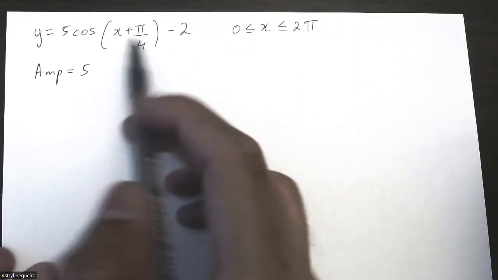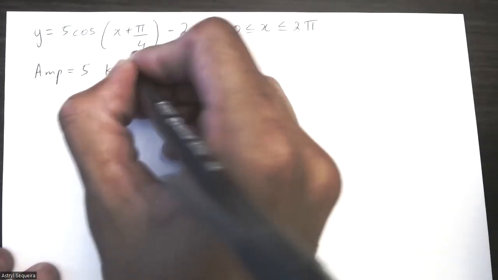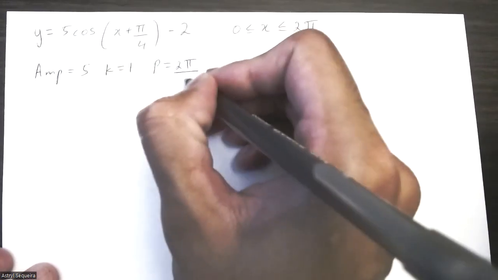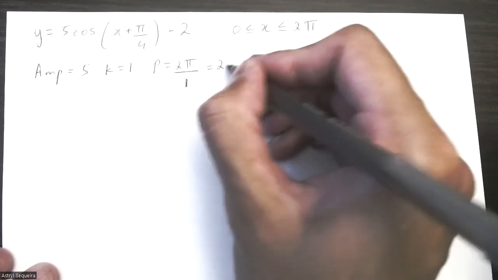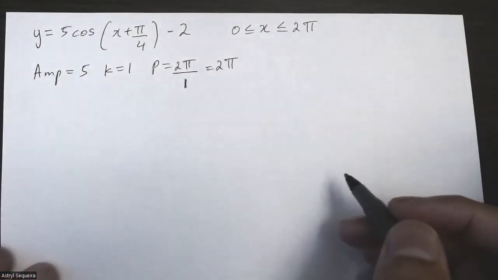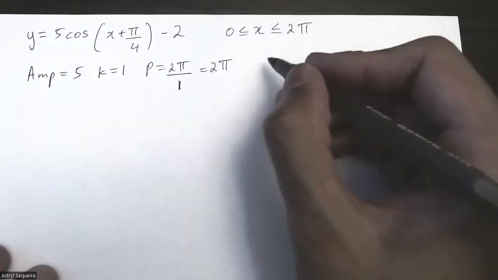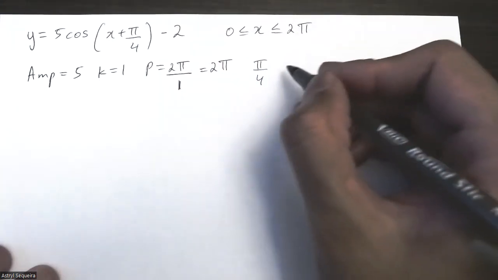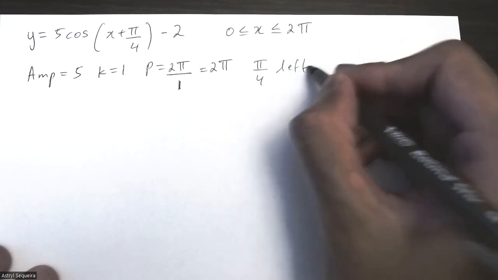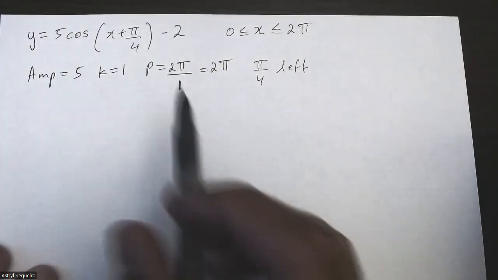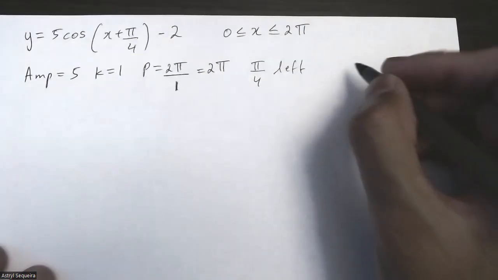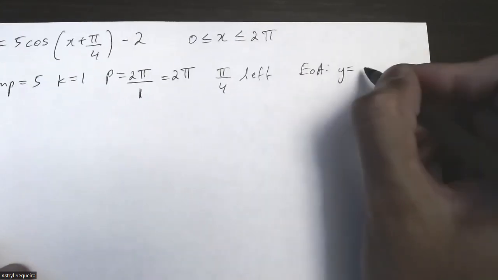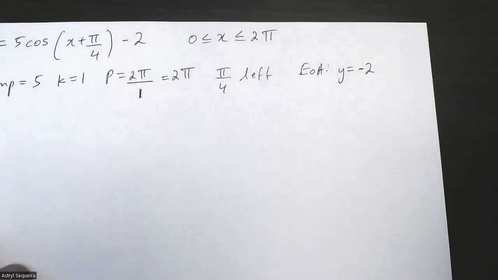My k value does not exist here, which basically means k is 1, which means my period is just 2 pi divided by k, which is 1. So my period is just my regular 2 pi. I have a phase shift of pi over 4 units to the left. And my equation of axis is y equals -2.